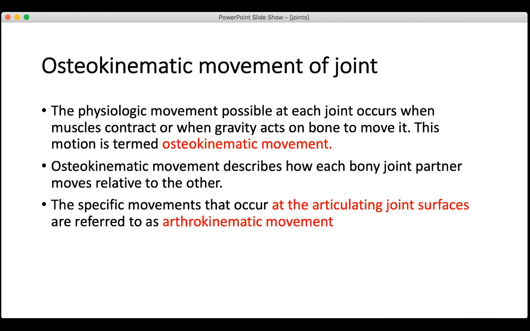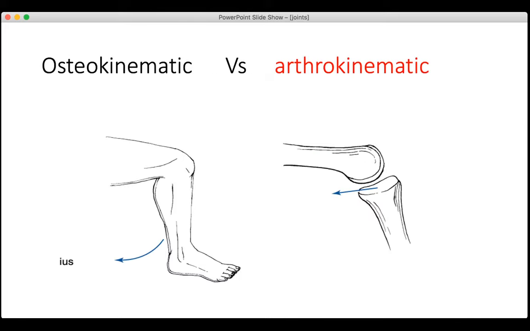So simple hai, jo movement aap dekh sakte hain bahar se, that is osteokinematic. The one which is happening inside between the bones at the joint place, that is known as arthrokinematic. Okay, so next slide will make it more clear.